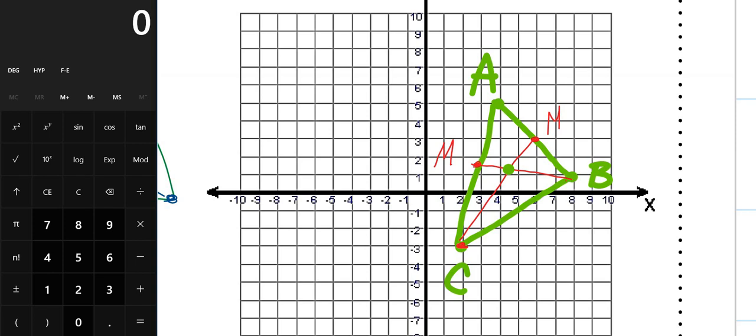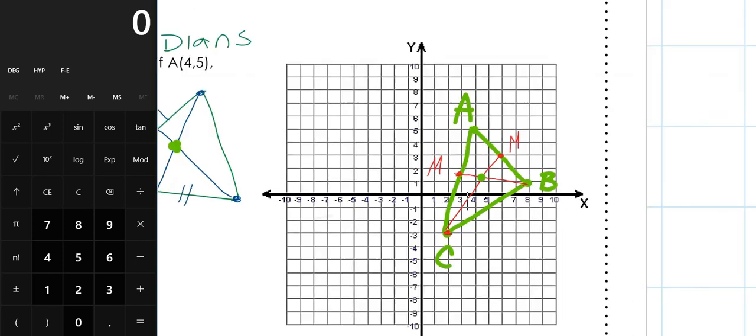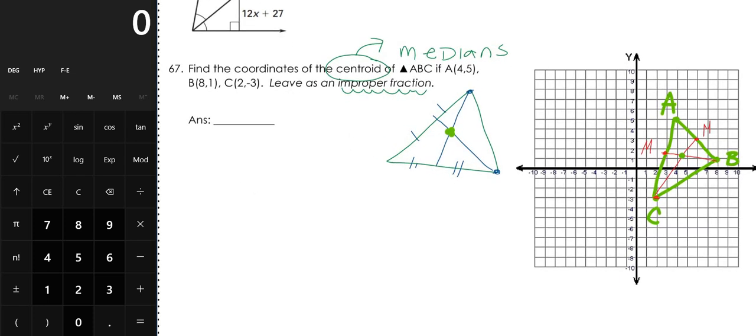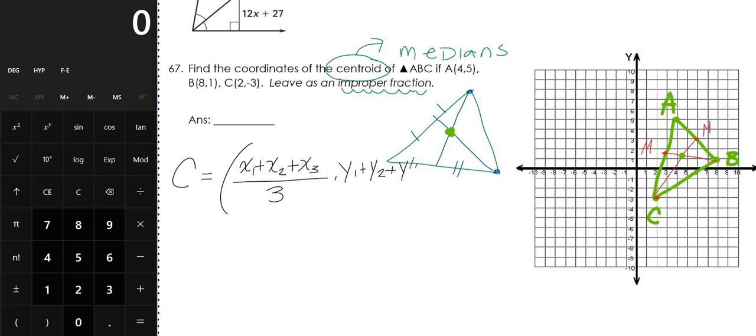Now, let me tell you what the actual formula is for finding the centroid. So the centroid formula is going to take all 3 coordinates and average them. So your centroid is going to be x1 plus x2 plus x3, all divided by 3 because there's 3 points. Same thing with the y's.